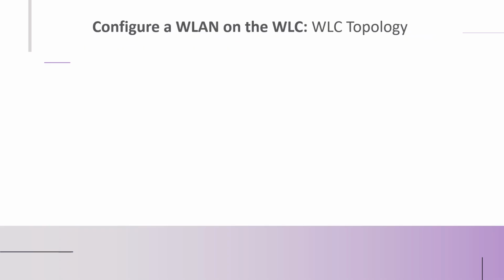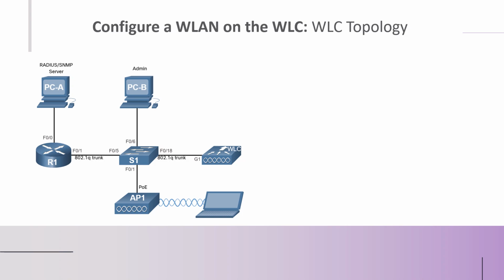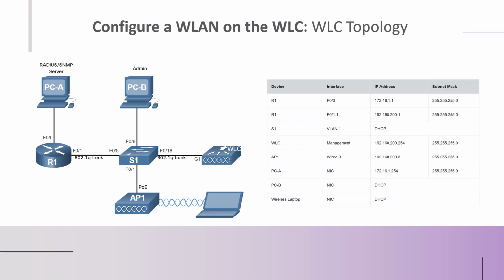The topology and addressing scheme used for the configuration of a wireless LAN on a wireless controller are shown here in this figure. The access point is a controller-based access point as opposed to an autonomous access point. Remember that controller-based access points require no initial configuration and are often called lightweight access points because they use the Lightweight Access Point Protocol to communicate with a wireless controller. So it's an access point and a wireless controller.